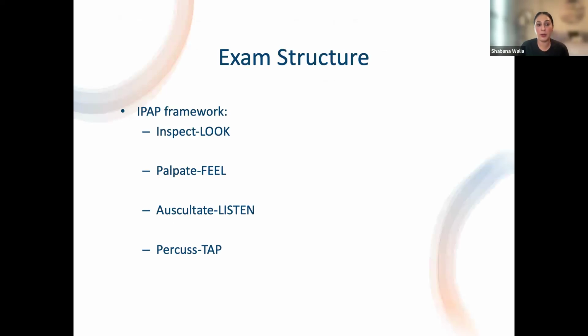So the exam structure, the four components that I'm talking about, it's the IPAP framework. Again, be a little bit more flow. You don't have to be so rigid about this, but you want to inspect, look at the patient, and then palpate, feel, and then auscultate, and then percuss. So again, you're not going to percuss on every single patient. You're not going to palpate the chest on every single patient. But you just want to make sure to be able to go through these steps at least when you're learning the respiratory exam on your first few set of standardized patients or your first few set of patients that you see, so that you know how to do these exam maneuvers.